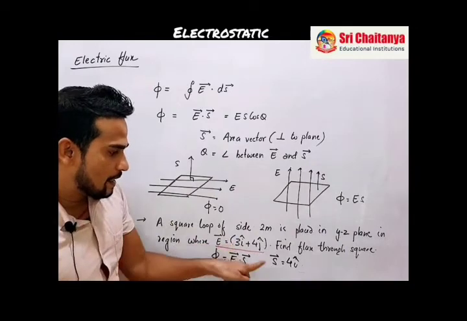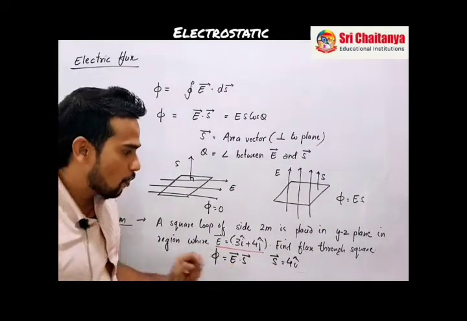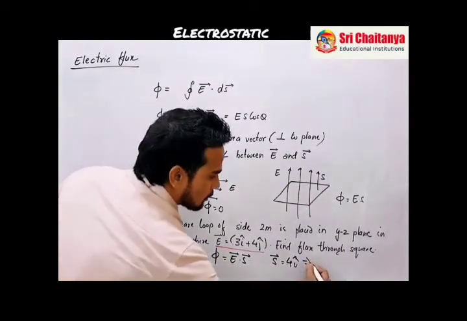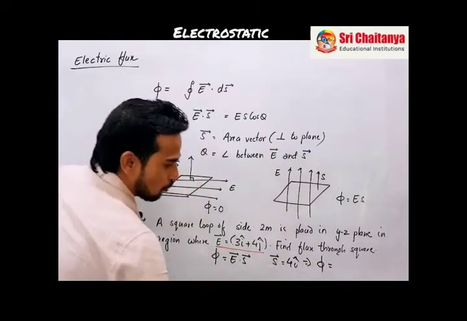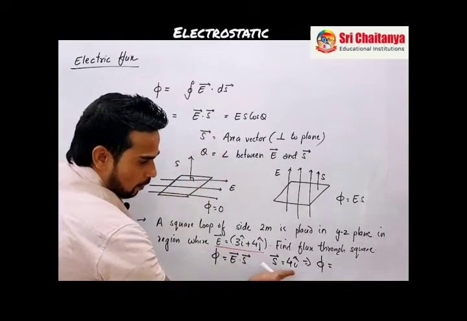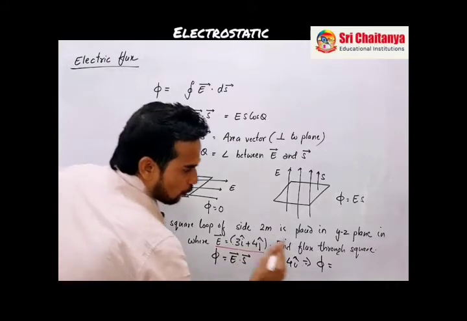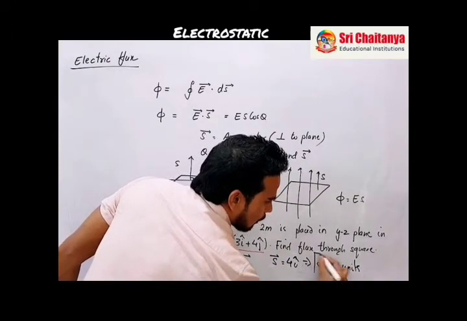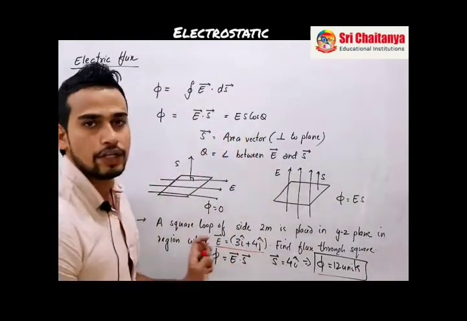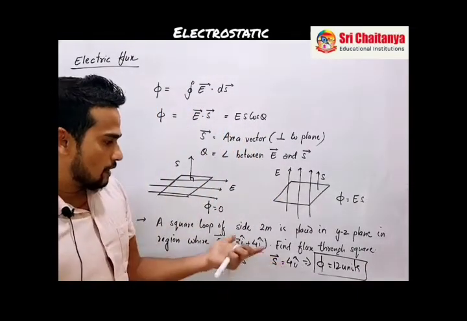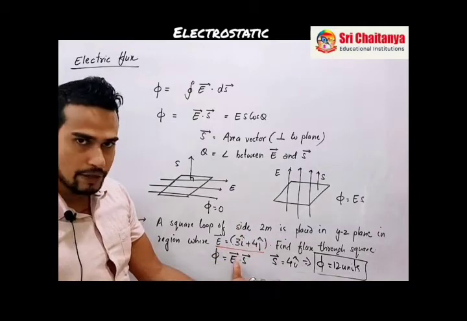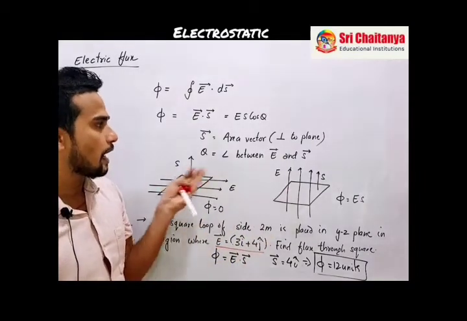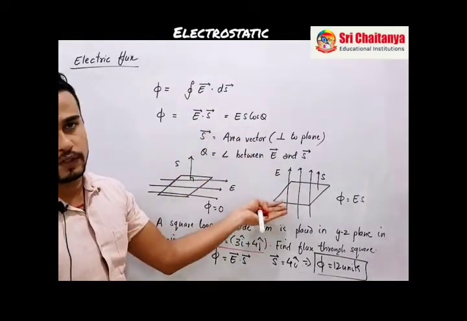Now the E vector is there, the S vector is there. If you do the dot product, you will get the value of flux. And I think everyone knows how to do the dot product. I will dot with i. So 3 into 4, you will get 12 units. So this is the value of flux that we will get here. So this type of questions are asked from vector results. This type of questions are asked from ES cos theta.